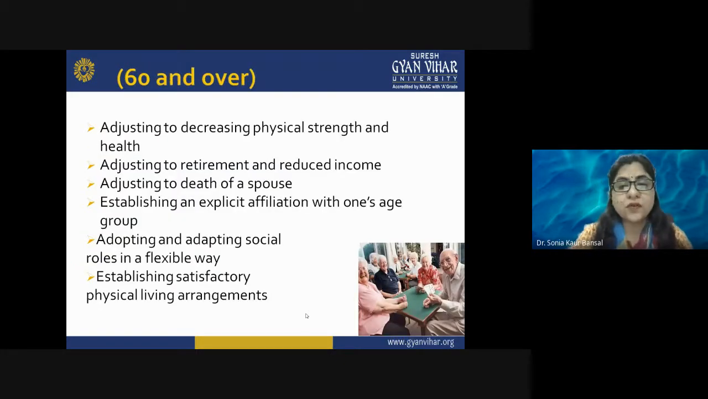Then 60 and over, what does Robert Havighurst say about that? It is expected from the human being to adjust to decreasing physical strength and health as well. Then adjusting to retirement and reduced income, adjusting to death of a spouse. So establishing an explicit affiliation with one's age group, adopting and adapting social roles in a very flexible way. And it is also expected from people over 60 that they establish satisfactory physical living arrangements.